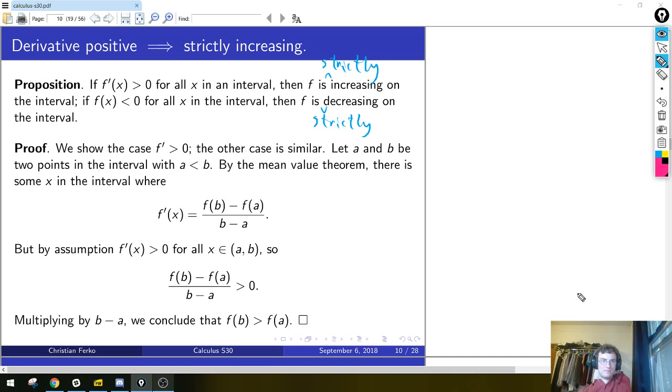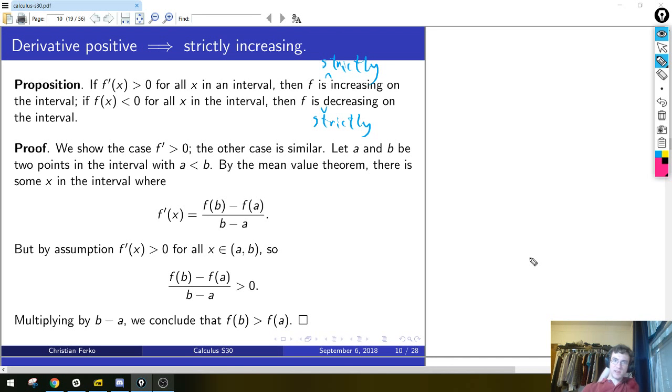Let a and b be 2 points in the interval with a less than b. By the mean value theorem, there is some x in the interval where f prime of x equals f of b minus f of a over b minus a. By assumption, f prime of x is greater than 0 for all x in the open interval (a, b). So, f of b minus f of a all over b minus a is greater than 0. We multiply by b minus a and conclude that f of b is greater than f of a.